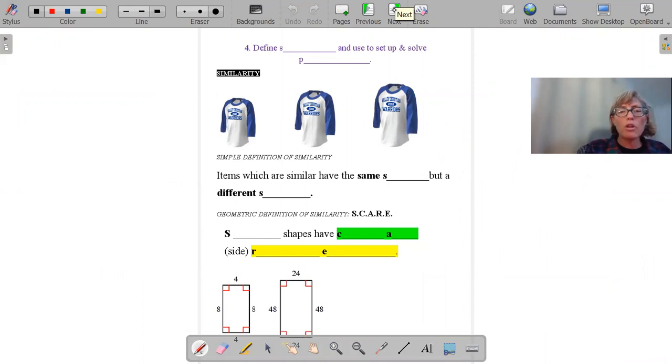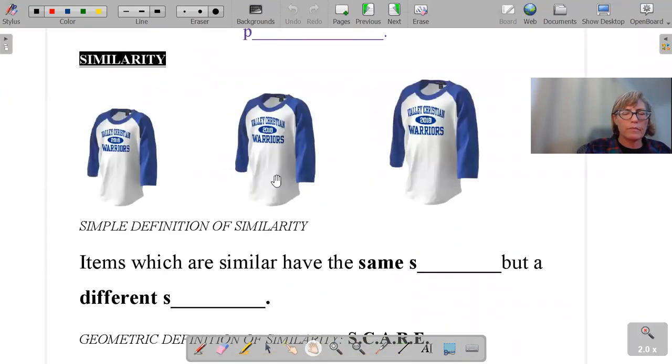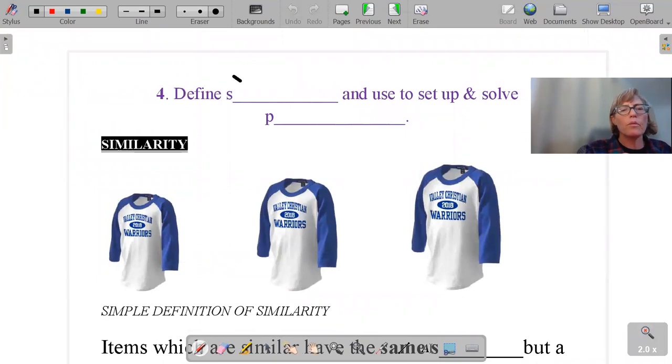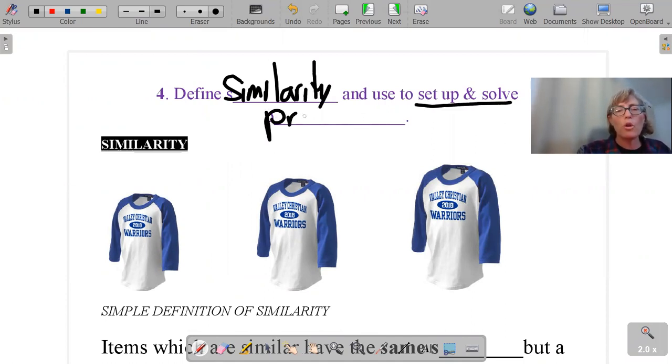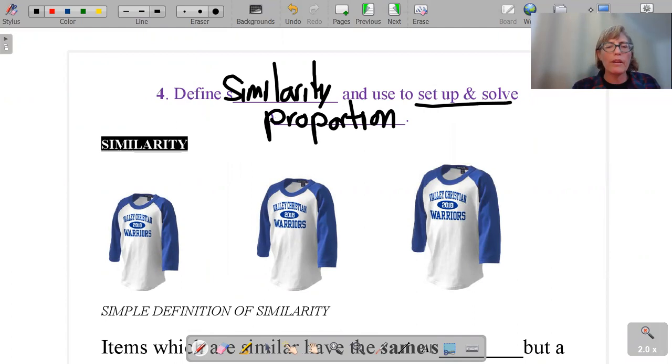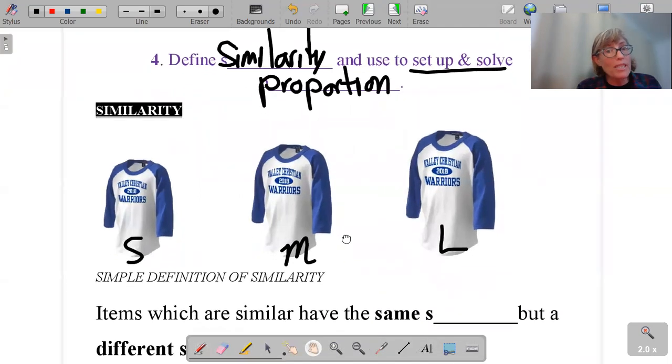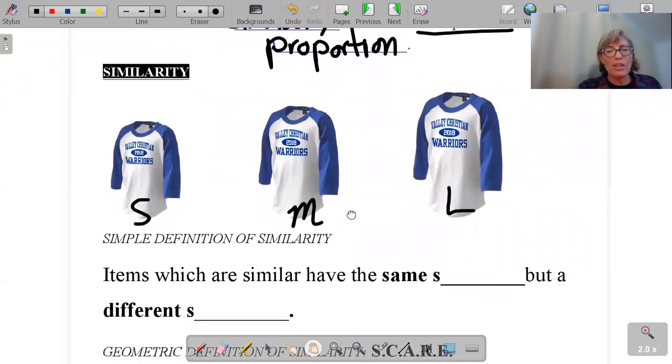Last but not least, how does all of this fit into our concept of similarity? We're going to define similarity and use it to set up and solve proportions. You are surrounded by similarity, literally. Every time you go clothes shopping, shoe shopping, anything where you have multiple sizes of the same item, that involves similarity. If you have small, medium, large t-shirts, they're all the same shape shirt, but different sizes.